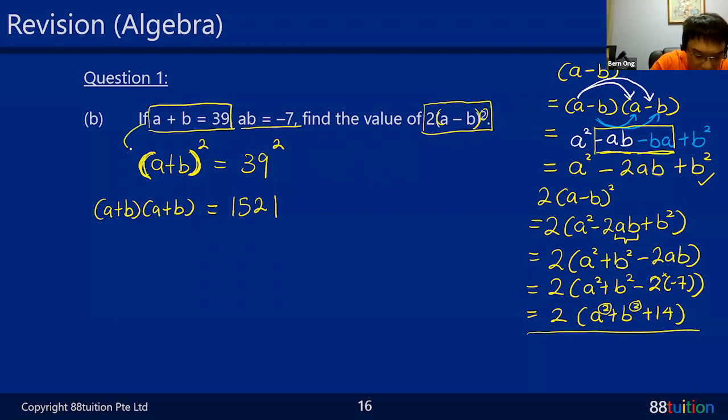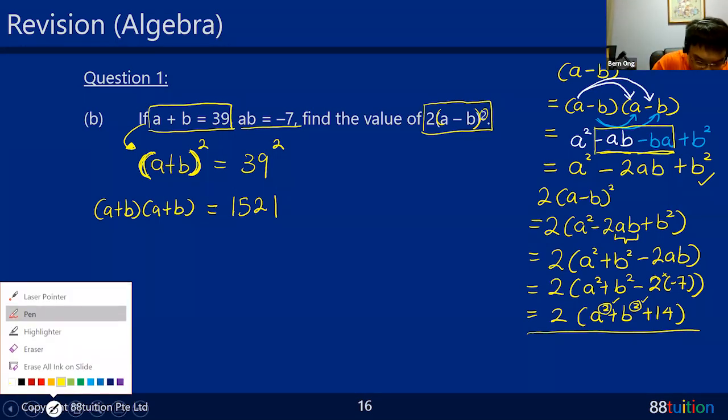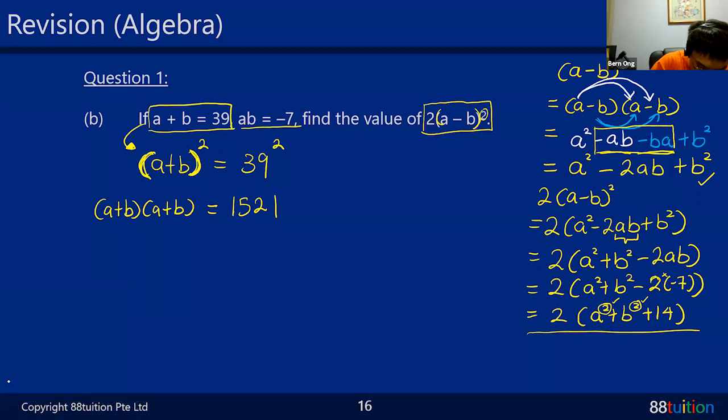From this clue, I have to link here, because the final thing they want me to find has a square. So I have to bring out the extra square. A plus B bracket square is actually A plus B times A plus B. So down here, you have to do your expansion again. A times A will be A squared. A times B will be AB. B times A will give you BA. B times B will give you B squared. And that will be equal to 1521.